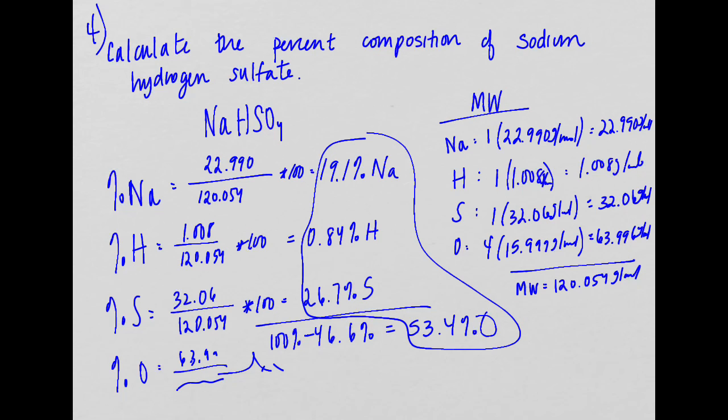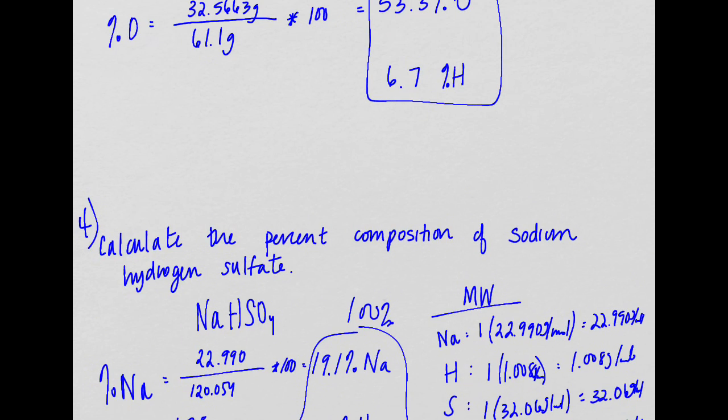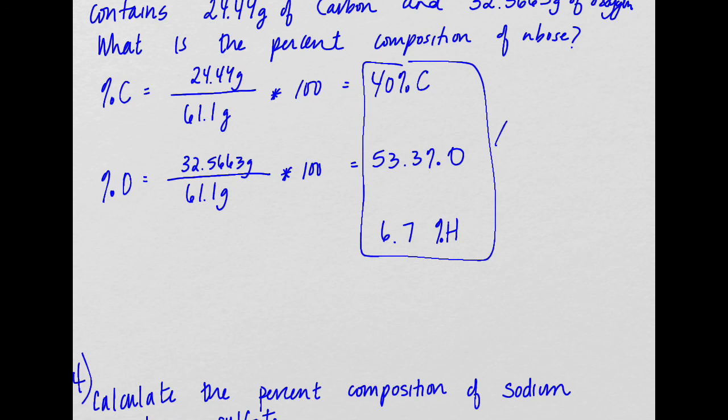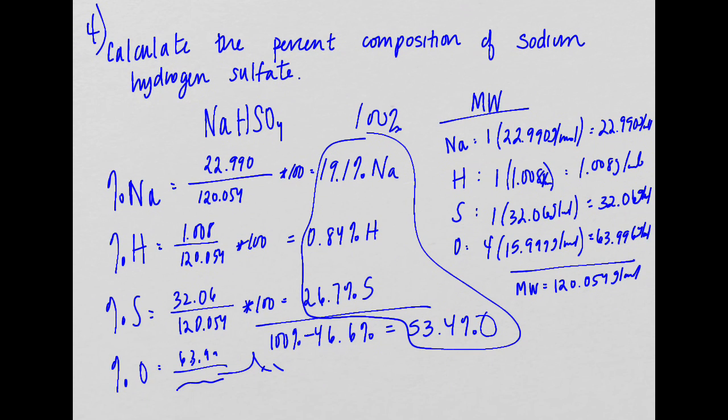It's of critical importance that you make sure that this equals 100%. If this doesn't equal 100%, there's going to be a problem. This cannot be more than 100%. It cannot be less than 100% either. It must be exactly 100%.